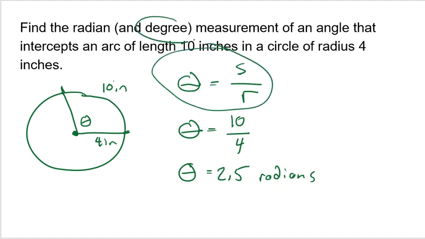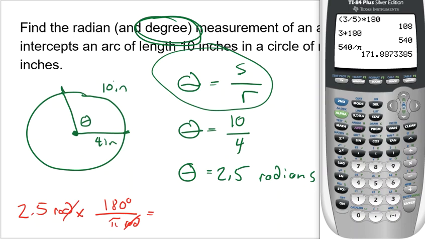Now the question did say to also find degrees. So now let's go ahead and do the converting. So we're going to do an extra step here. 2.5 radians. If I want to convert this, I want the pi radians on the bottom. I want the 180 degrees on top. That way my unit of measurement, radians, cancels. So now I'm going to go to my calculator. This is 2.5 times 180 divided by pi.